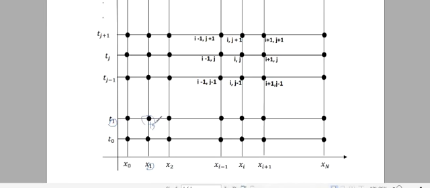And what about this point, the third point at the second row? 2 and 1. Very good. And the next point at the second row, the column means the x index, is 2 and 1.